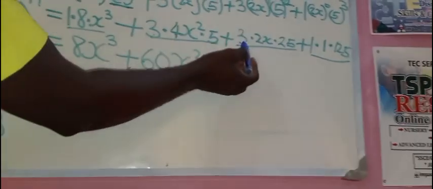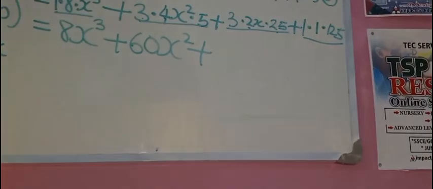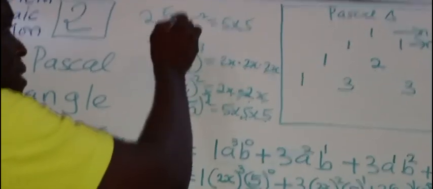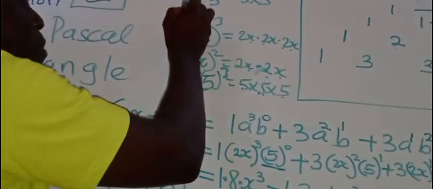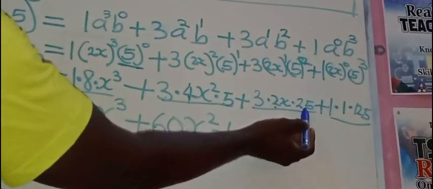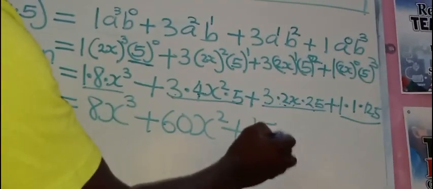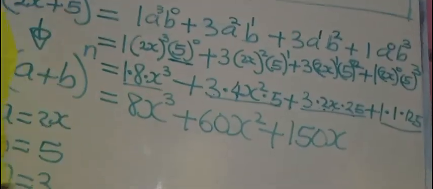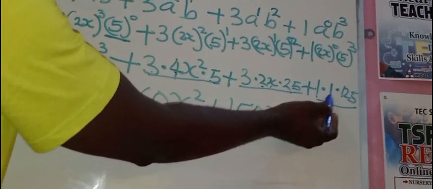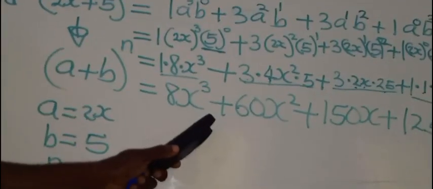Plus, what is 3 times 2? 6. 6 times 25. Look at it. 25 here times 6. 5 times 6 is 30. Remember 3. 2 times 6 is 12 plus 3. That would be 150. So 3 times 2 is 6. 6 times 25, that is 150. 150 times this x, 150x. Then we have plus. Look here. 1 times 1, 1. 1 times 125, 125. So the expansion of this gives us this.